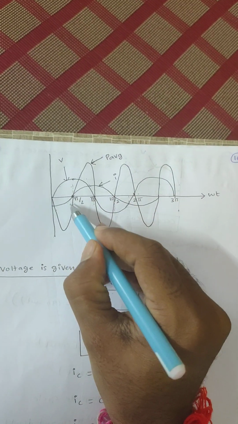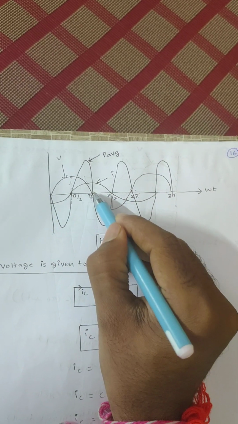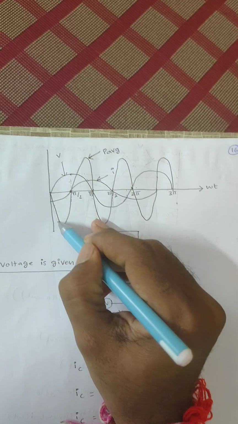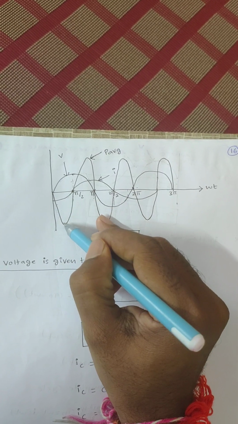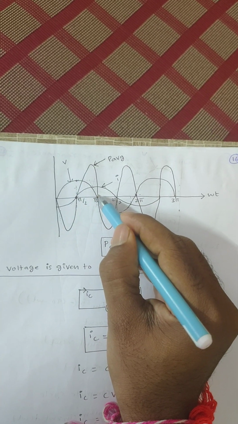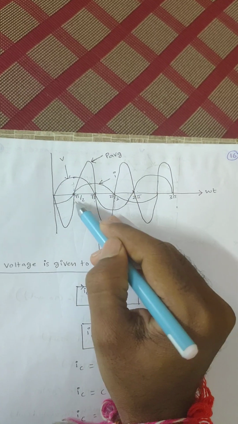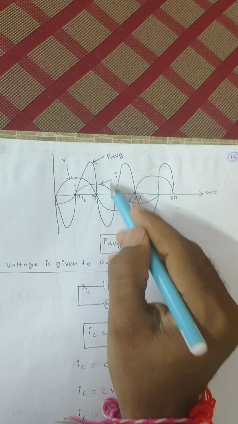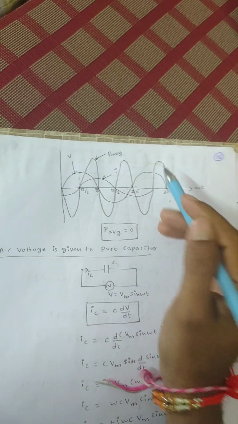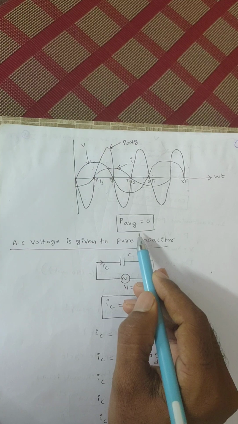Now see here, over a complete full cycle or over a half cycle, average power will be 0. Why? Because see here, this is the power magnitude in the negative direction, and this is the magnitude of power in the positive direction, right? For example, plus 50 watts, minus 50 watts, plus 50 watts cancel each other, minus 50 plus 50, minus 50 plus 50, right? Then the average value will be 0. This is the waveform representation.